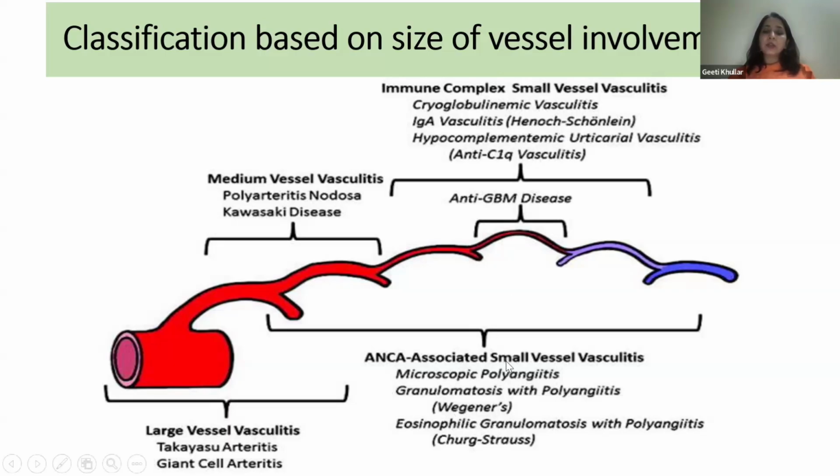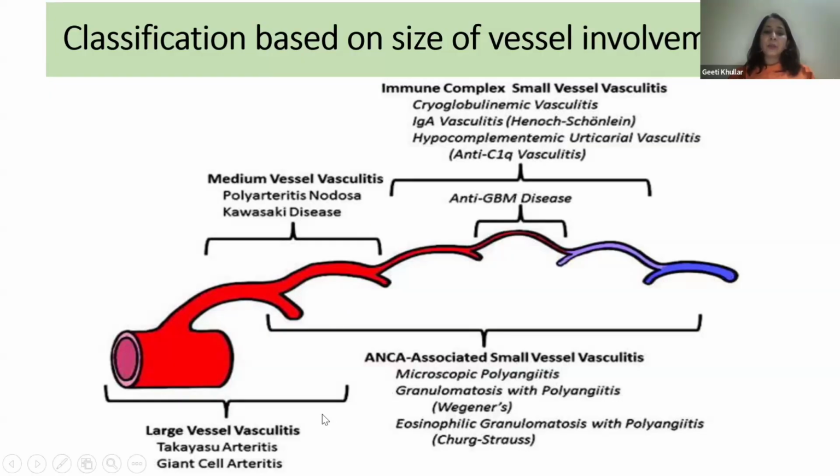The ANCA-associated vasculitides actually have a lot of systemic features. Sometimes they are referred to us for biopsy and evaluation. Many of these are actually diagnosed and treated by rheumatologists because they often involve other organs. Then we have the medium vessel vasculitis, of which we commonly see cutaneous PAN and Kawasaki disease in some cases.